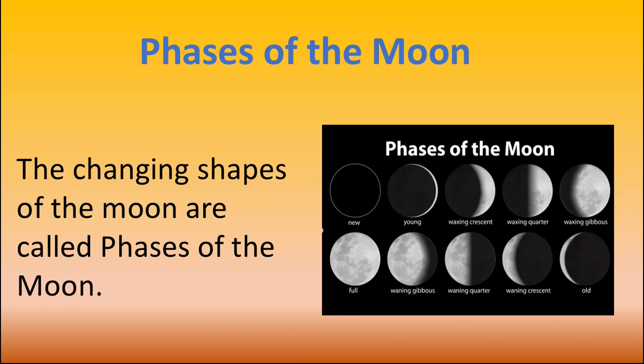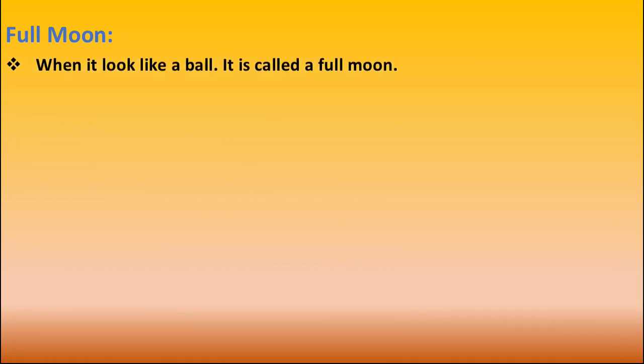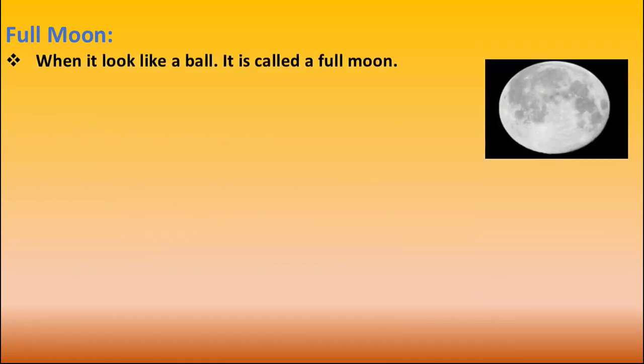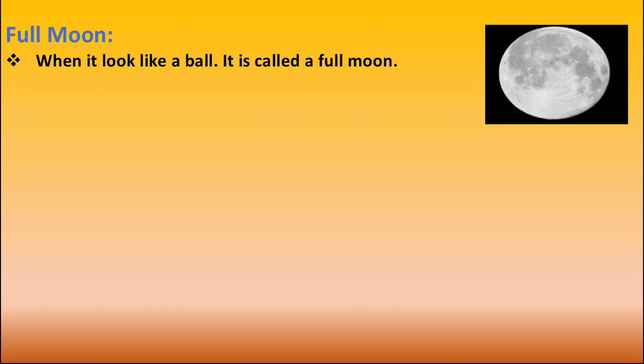Now we will learn 3 different types of the moon. Full moon. When it looks like a ball, it is called a full moon. You can see this in the picture. This is the picture of a full moon.